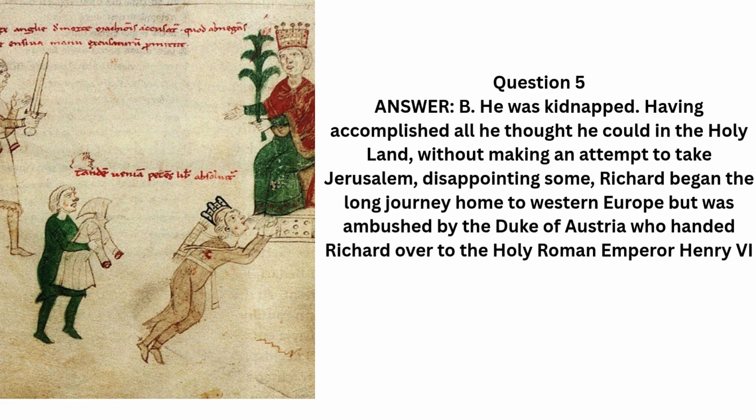The answer for question 5 is B. Richard was kidnapped. Having accomplished all he thought he could in the Holy Land without making an attempt to take Jerusalem, disappointing some of the Crusaders, Richard finally began the long journey home to Western Europe, but was ambushed on the way by the Duke of Austria, who then handed Richard over to the Holy Roman Emperor Henry VI, who demanded a massive ransom for the King of England.